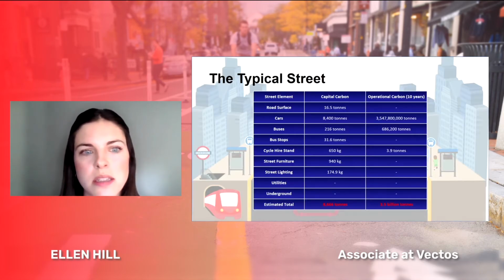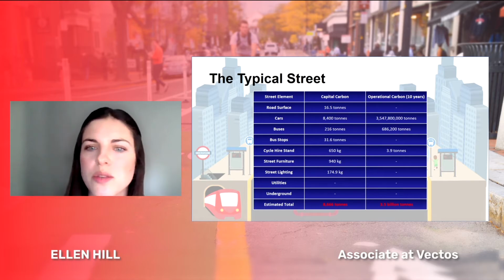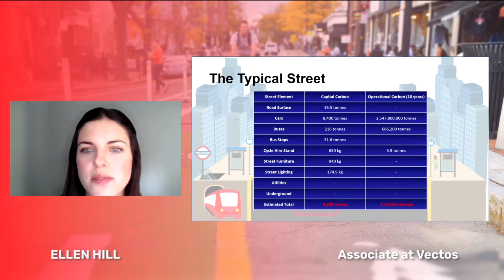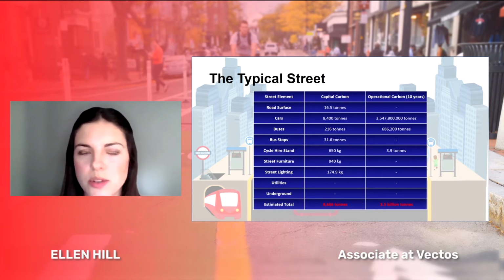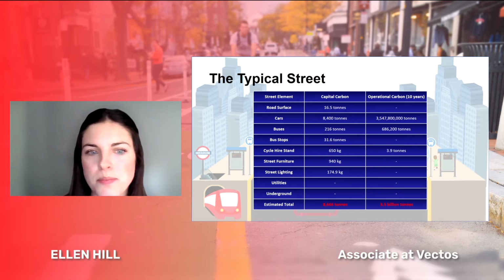Next slide, please. So here is a summary of the indicative values derived for each streetscape element where data was available, as well as an indication of the levels of operational carbon over a 10-year period. This demonstrates a total capital carbon value in the order of 8,700 tonnes when looking at the typical street as a whole, and about 3.5 billion tonnes of carbon over a 10-year operational period.